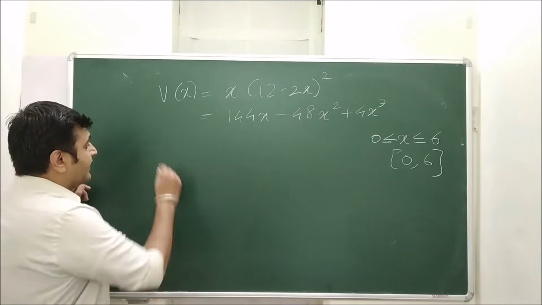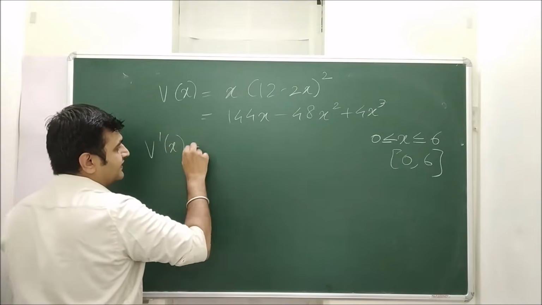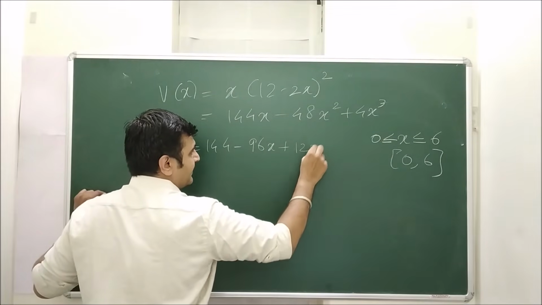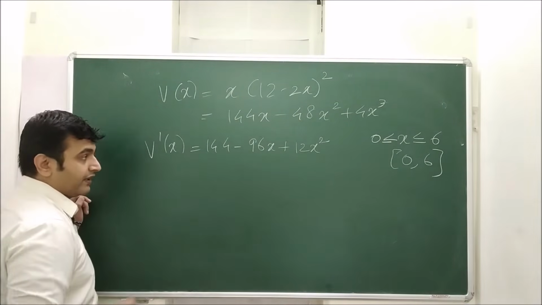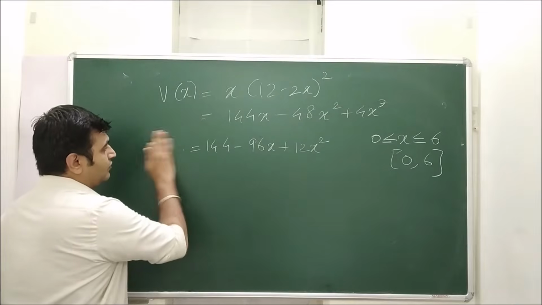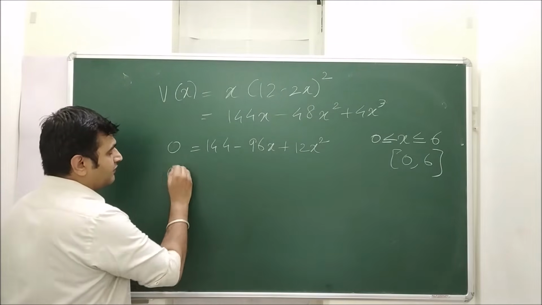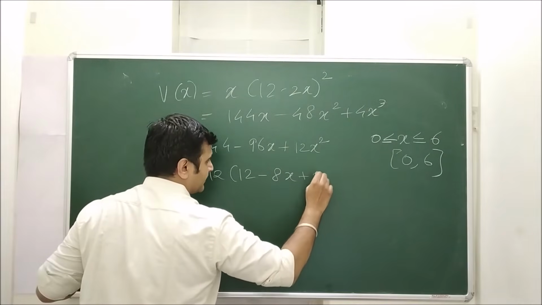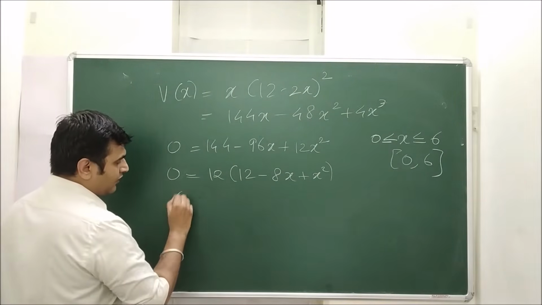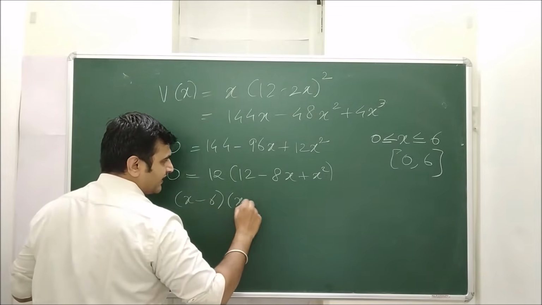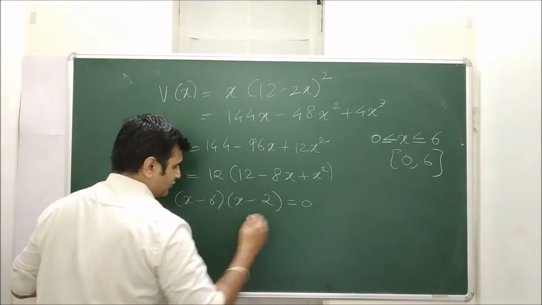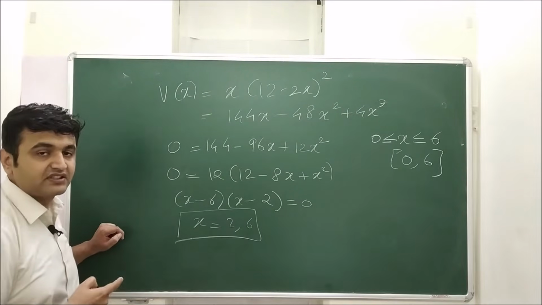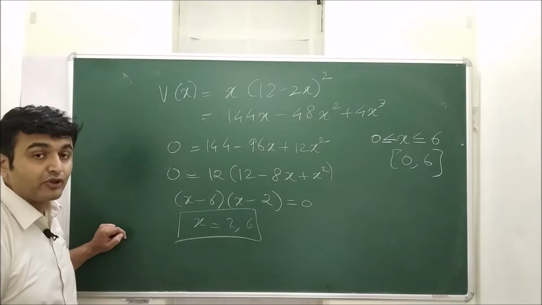Okay, now you find the derivative of this. Your v dash of x is 144 minus 96x plus 12x square. And when you equate v dash of x equal to 0, if you observe, this is nothing but 12 into (12 minus 8x plus x square). So 6 2s are 12, so this is (x minus 6) into (x minus 2). So your x is equal to 2, 6. And this we call our stationary points or the critical points.